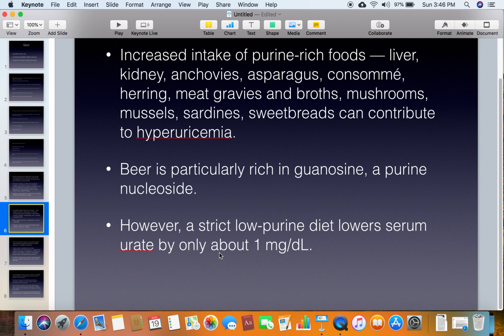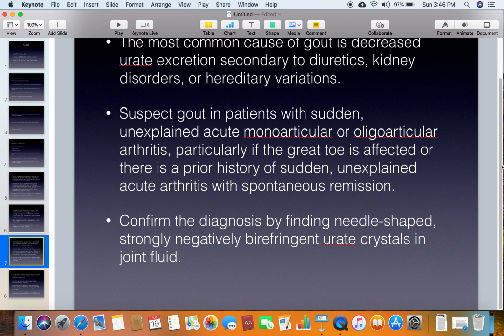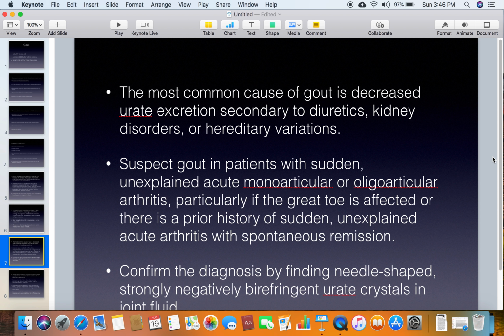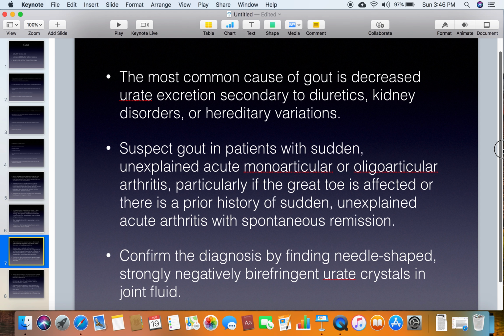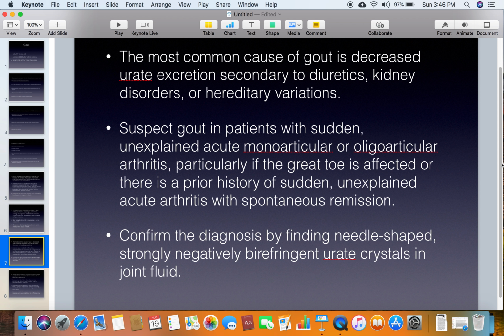But unfortunately, a strict low purine diet will lower your serum urate only by about 1 milligram per deciliter. So you need to take medication. And as I mentioned, the most common cause of gout is decreased uric acid excretion by the kidneys, which may be related to diuretics, which are the medications some patients use for increasing their urine production, maybe because of kidney disorders, or it may be because of a hereditary reason.